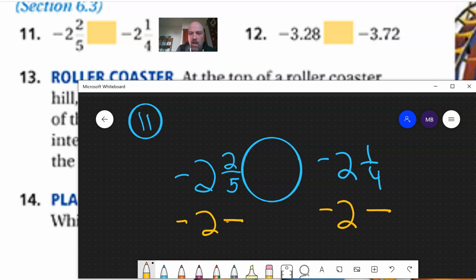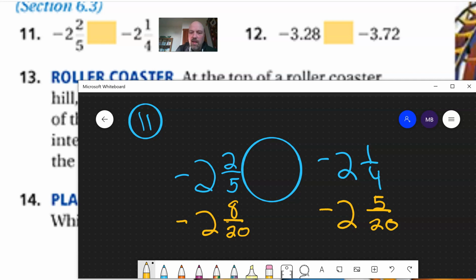So what do you think? I've got 5, 10, 15, 20. Oh, I've got 4, 8, 12, 16, 20. 5 times 4 is 20. So my common denominator is going to be 20. And so what did I do to this 5 to make it 20? The bottom, I multiplied by 4. So I got to multiply the top by 4. So this is -8/20. Don't forget, multiply the bottom by 5. So I got to multiply the top by 5.